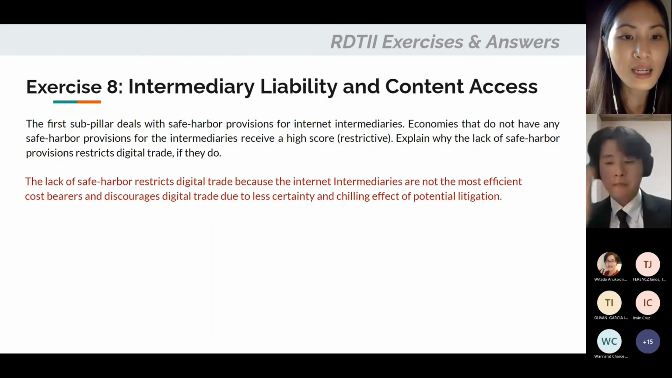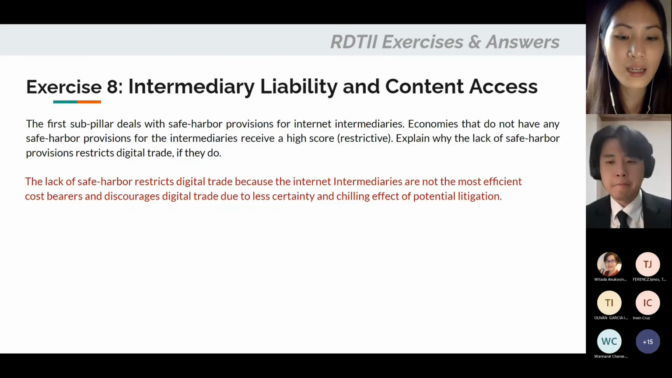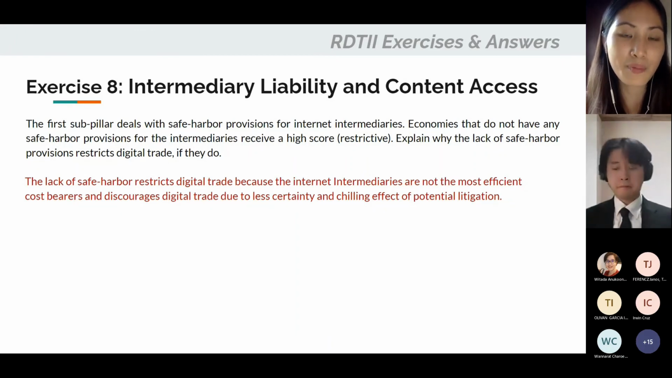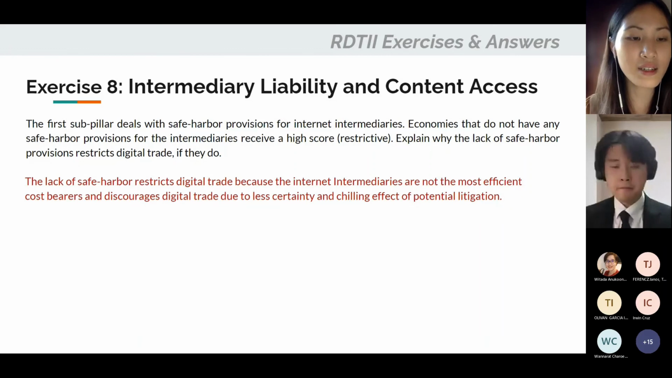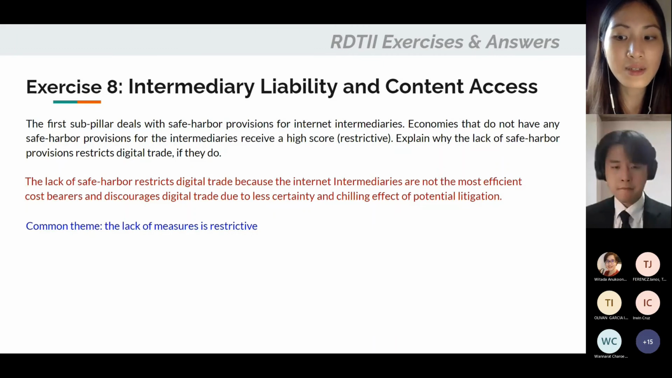Another part is that the lack of safe harbor will discourage trade because of less certainty and a chilling effect from potential litigations. This also eventually will limit the innovative services that internet intermediaries may perform. And the common theme of this type of question is that the lack of the measure is considered restrictive. This is the same as in Pillar 7, when the country doesn't have comprehensive data protection requirements.